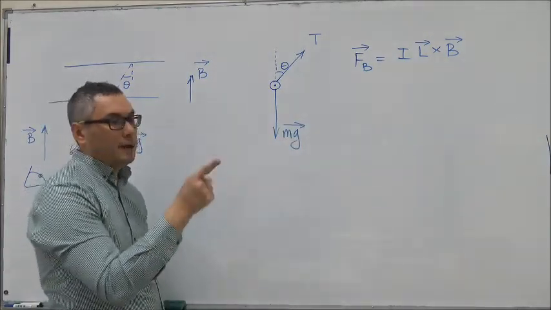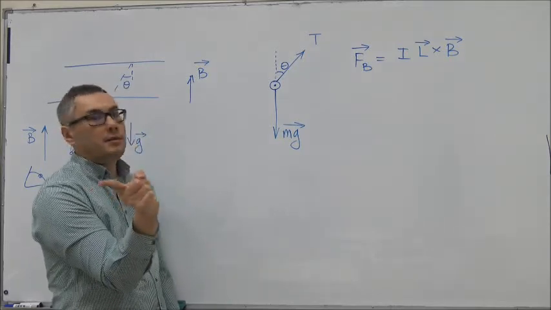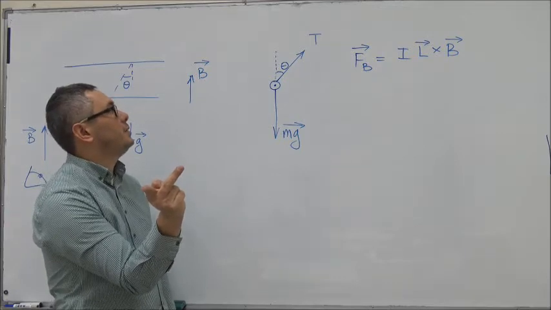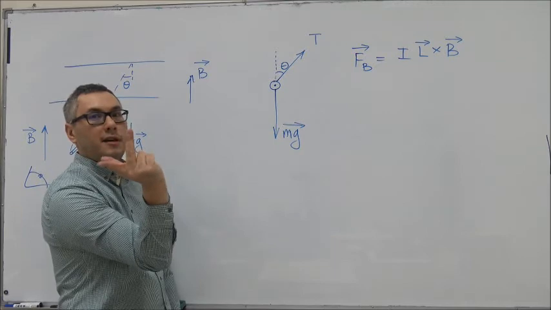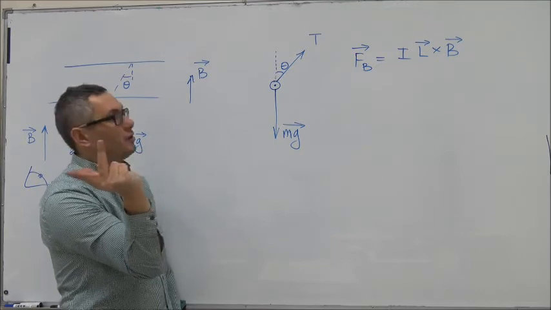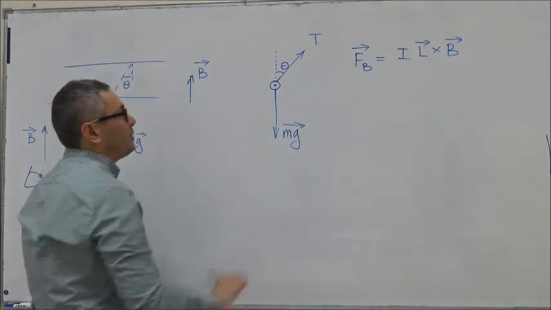Now using the right hand rule, we can find the direction of the force FB. So index finger is the first vector, which is L. Middle finger is the second vector, which is B. It's pointing upwards. So the resultant FB will be pointing towards me in this case. So FB will be pointing this way.